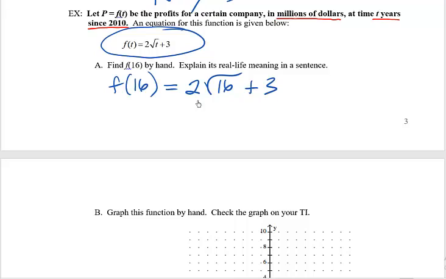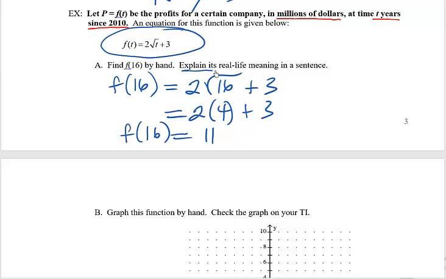This is obviously something I can work out by hand because square root of 16 has a nice answer, namely 4. And when you work out the math here, you're going to get 11. 8 plus 3 is 11. So f of 16 is equal to 11. And then it says, well, what does that mean in terms of this real life scenario? So let's try to write a little sentence. We need to take into account both the 16 as well as the 11.